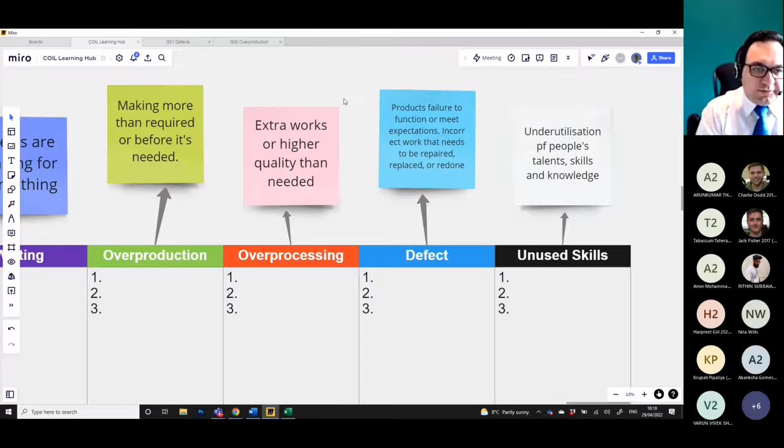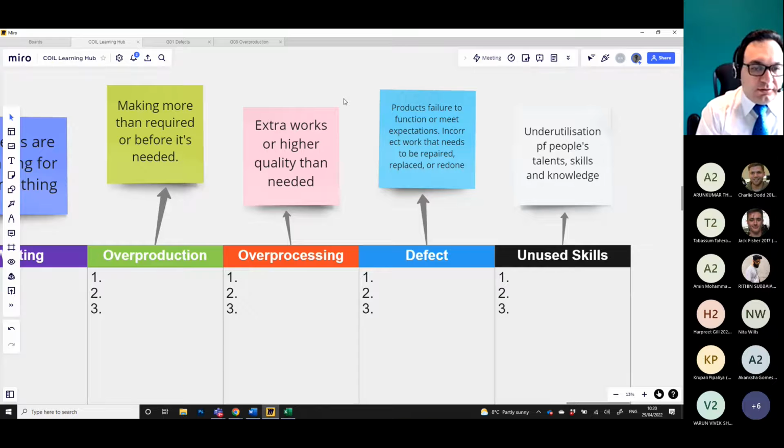Products failing to function or meet expectations of the client, or incorrect work, errors in drawings, errors in execution of the project, human errors. These are all defects, and again, it is obvious that this is a serious waste that we should minimize or eliminate if possible. But in construction, people just want to finish the job as soon as possible and go out of the project. And then they need to get back, bring their resources, fix it, and then it's costly.